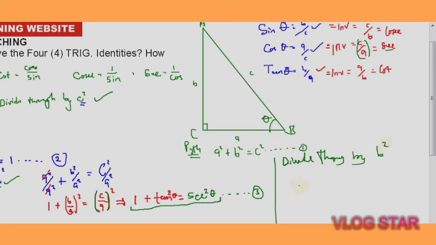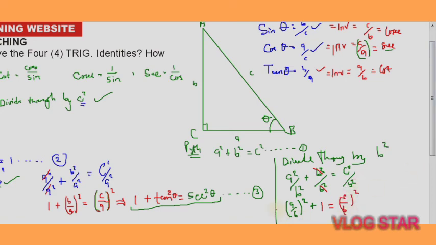Now what are we going to get? We have a squared over b squared plus b squared over b squared is now equal to c squared over b squared, right? So now let's simplify this. A squared over b squared is a over b, all squared, plus, b squared cancels b squared and this is 1, and this is equal to c over b, all squared.